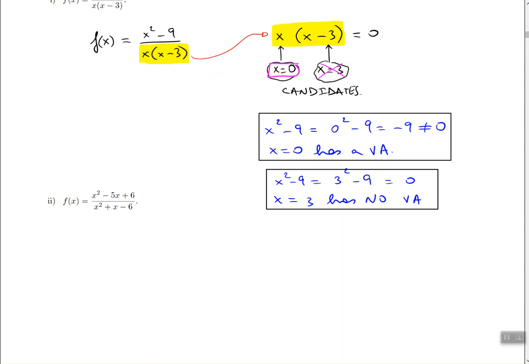Okay, take a moment to see if you can do the next problem, and I'll give you the answer in a second. So pause the video and try the f of x over here by yourself.